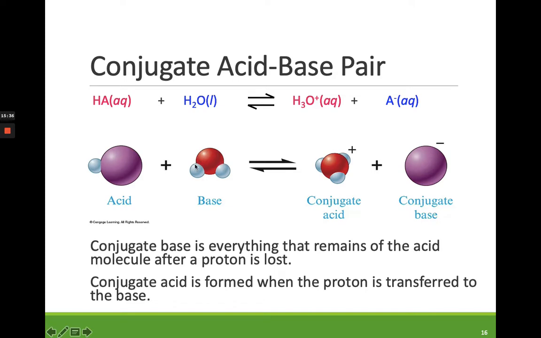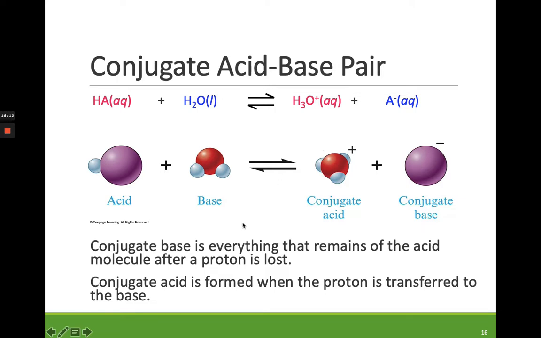Remember that a base is a proton acceptor, according to Bronsted and Lowry. So if the base has already accepted the proton, just like this one, then it becomes a conjugate acid, meaning it has the ability to release that hydrogen, or to release that proton back, so that it will become a base once again. All right. So in here, the partner of the acid is a conjugate base. The partner of a base is a conjugate acid.